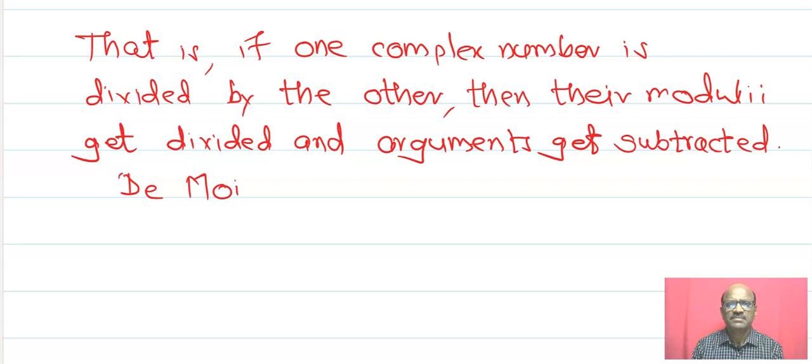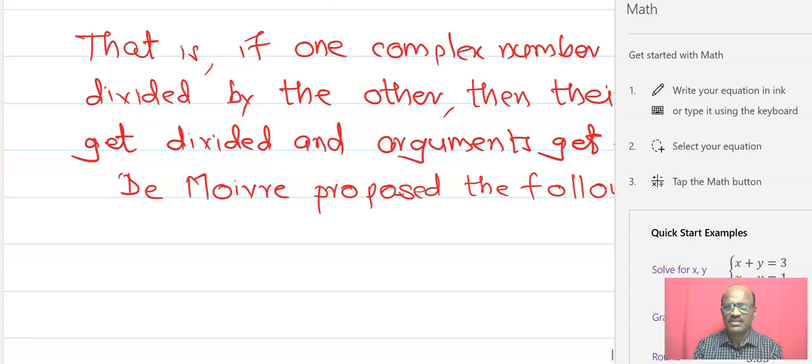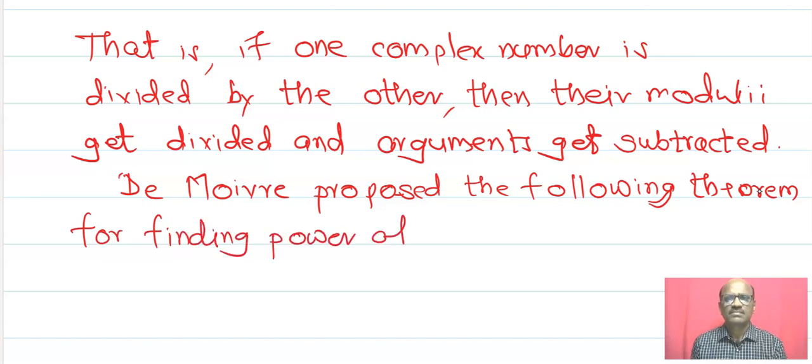Now de Moivre's theorem. It is very nice and interesting. This theorem is proved by the method of induction in the next chapter. Here we will see only the statement of this theorem, and it is very simple and easy. De Moivre proposed the following theorem for finding the power of a complex number.